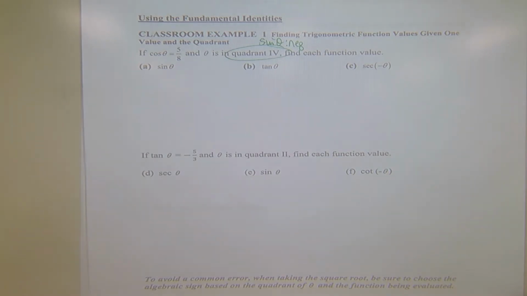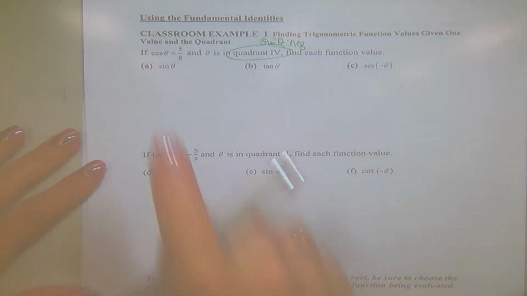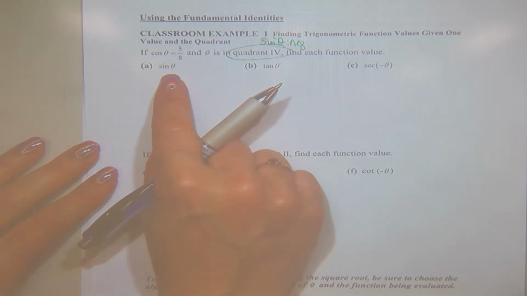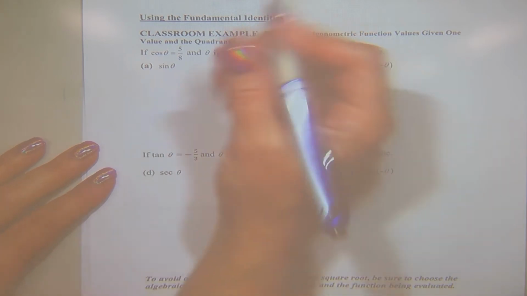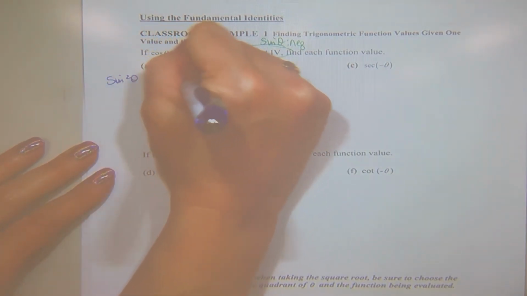We're not going to do that. We're going to do what it says, and we are going to use our fundamental identities to find these other trig function values. For example, sine theta. Well, I have cosine, I need sine. The Pythagorean identity that ties those two together is sine squared theta plus cosine squared theta equals 1.